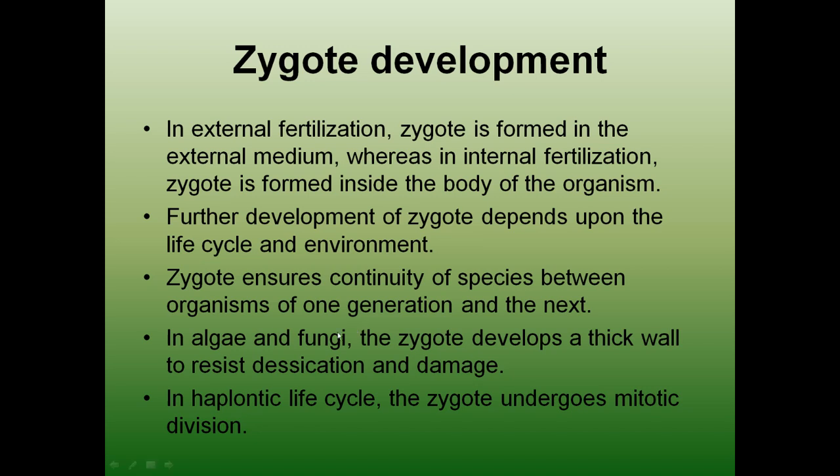Okay, in case of algae and fungus, the zygote develops a thick wall to prevent any sort of desiccation or damage. This is a very, very important point. In a haplontic life cycle, the zygote undergoes mitotic division to produce a number of cells, because the mitosis process is quite important to develop a multicellular organism. Zygote is a single cell. So how is cellularity achieved in the organism? That is by repeated division by the process of mitosis. Okay.